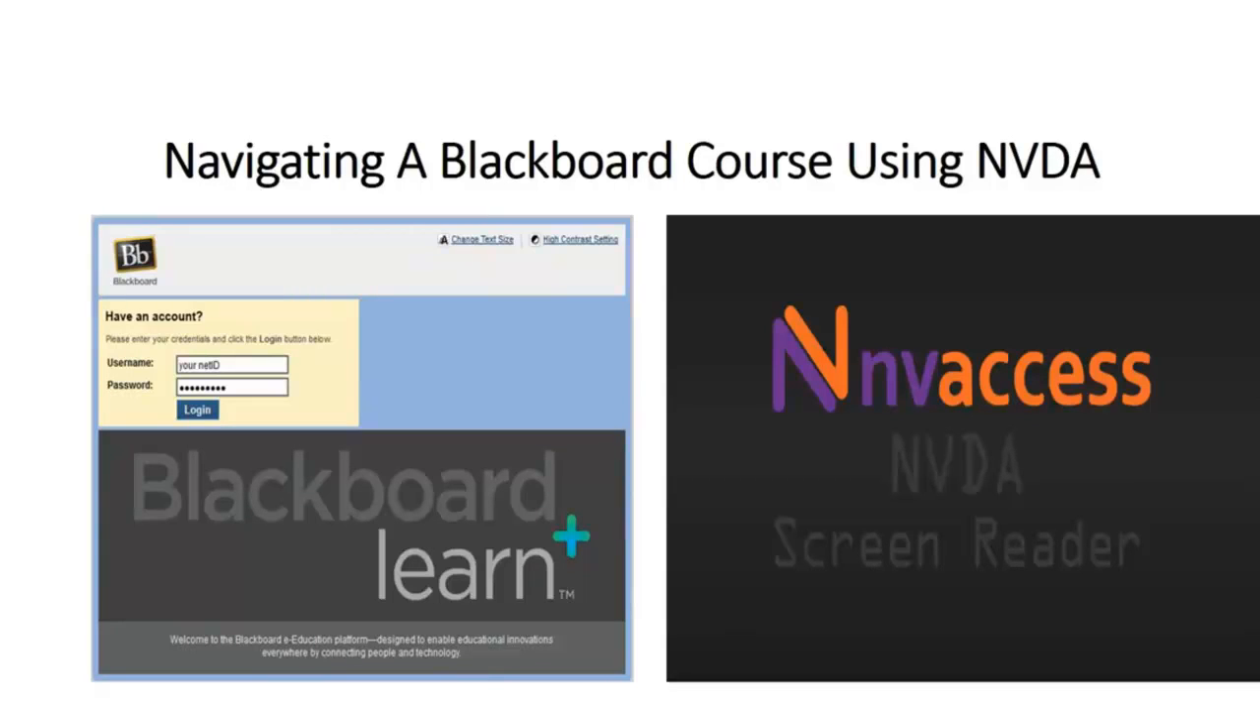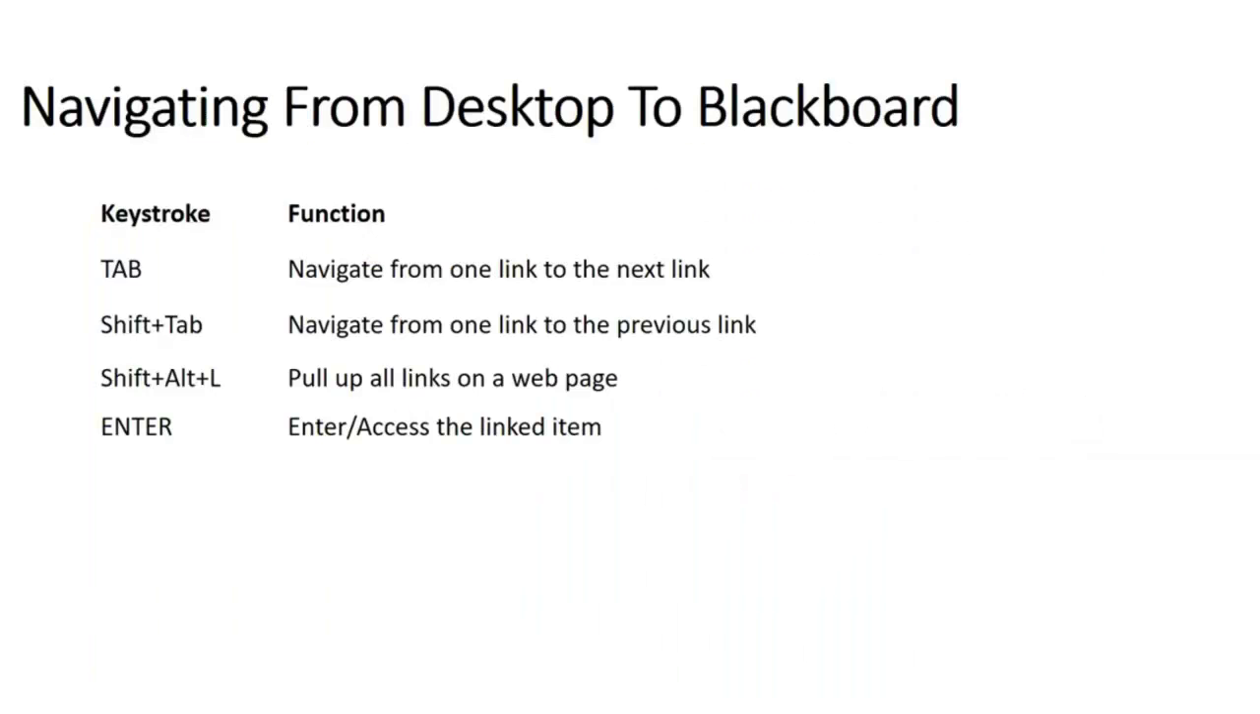In this video tutorial, I am going to demonstrate how a student can navigate a Blackboard course site using the NVDA screen reader. For the first task in navigating using NVDA, I will be demonstrating how to get from the desktop location into the desired Blackboard course. The keystrokes used for this part include Tab, Shift-Tab, Shift-L, and Enter.